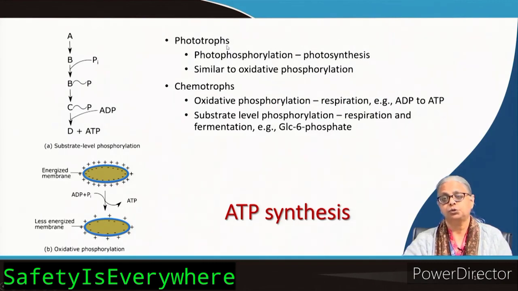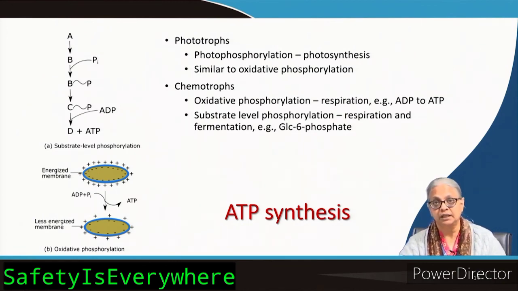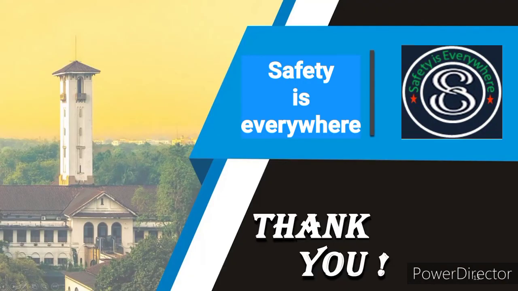So here you have phototrophs. Photophosphorylation is used in photosynthesis, and it is similar to oxidative phosphorylation, and like I said, oxidative phosphorylation is used in respiration to convert ADP to ATP. Thank you. We will complete the next part in the next lecture.